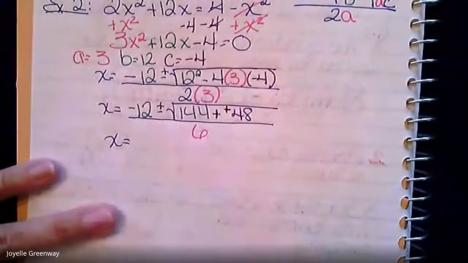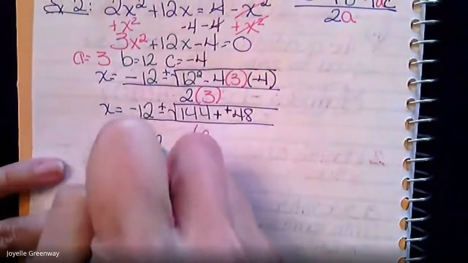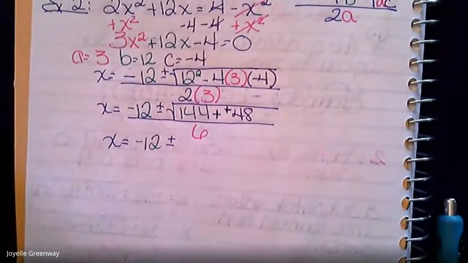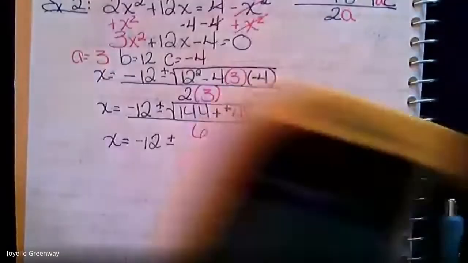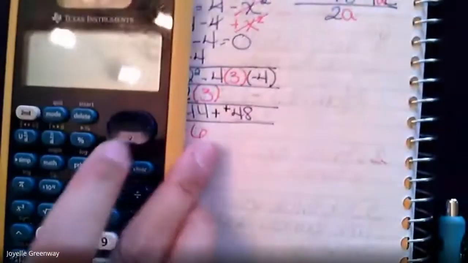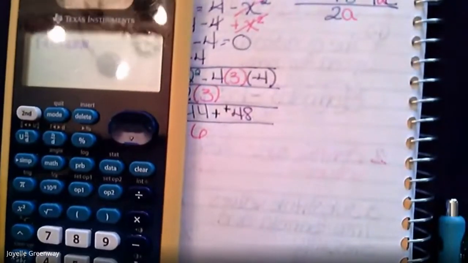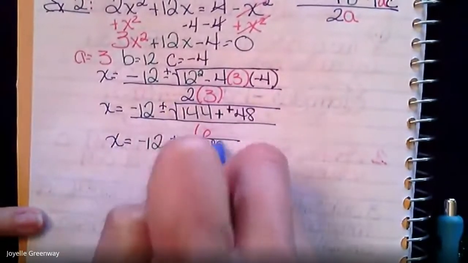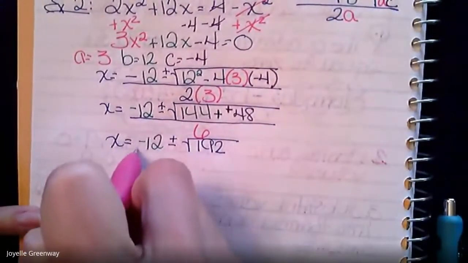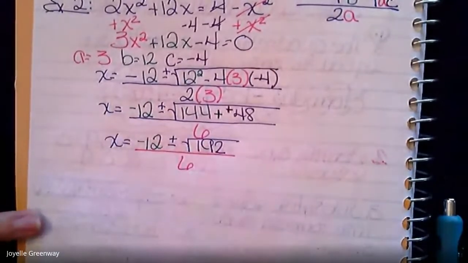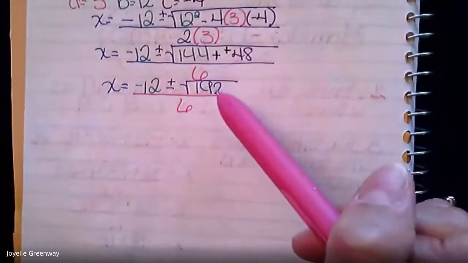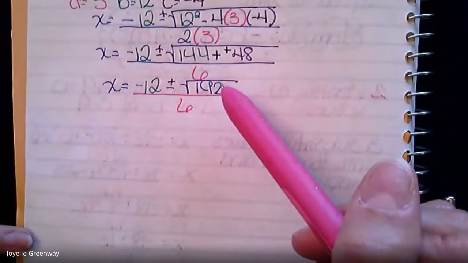So we have x is equal to -12 plus or minus... So 144 plus 48. I seriously don't trust my simple math skills right now, as you could see from the first example. So 144 plus 48 is 192. So plus the square root of 192. And both of those are divided by 6.